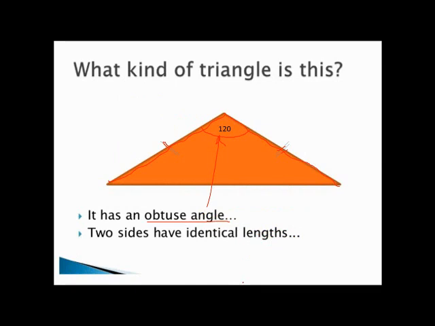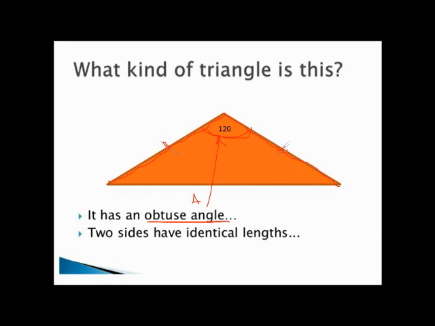Okay, what kind of triangle is this? I have one obtuse angle here, which is 120, and I have two equal sides only, and the third is not equal. So according to the angle measurement, we have an obtuse angle. What's the name of the triangle that has one obtuse angle? It is the obtuse triangle.